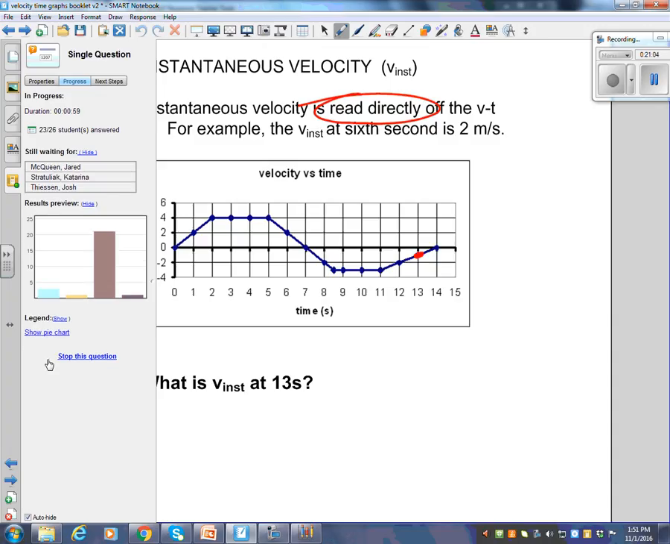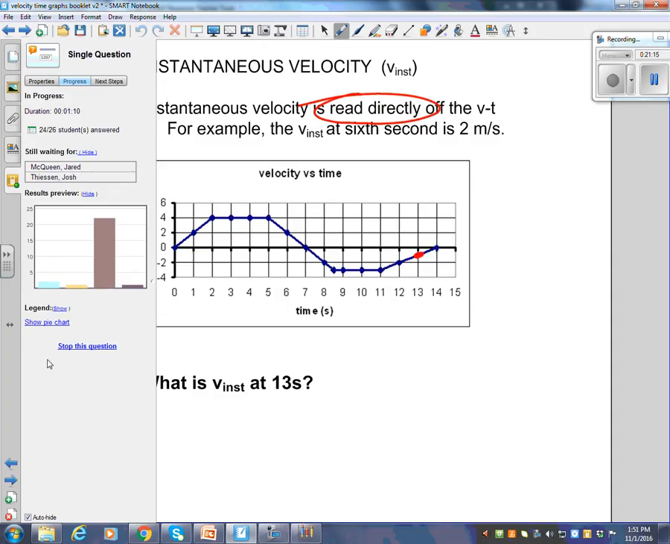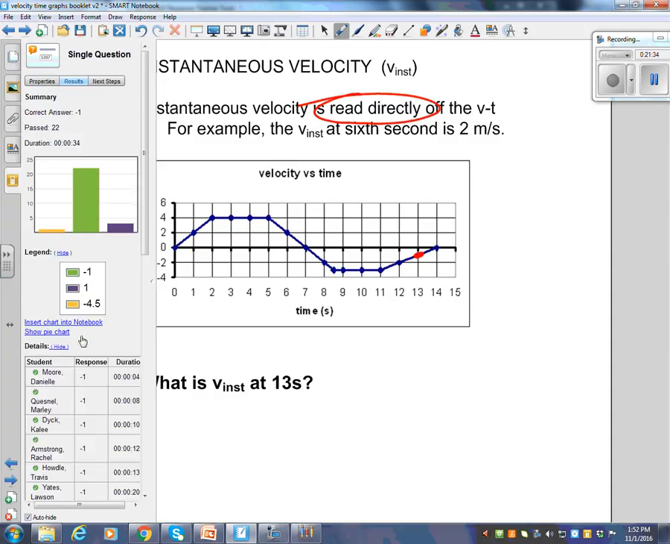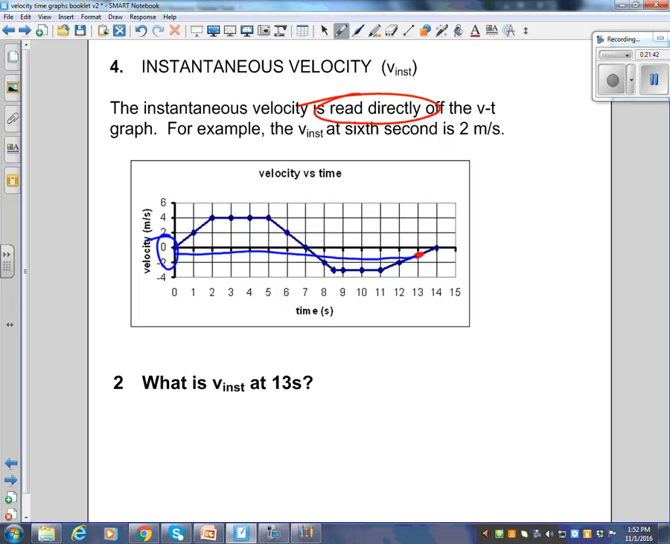I'm now down to 4 people. Down to 2 people. Once again, you're reading it right off the graph. And so the answer is, well, we know it's not 100%, right? Correct answer is -1. Why is it -1? You're reading it right off the graph.